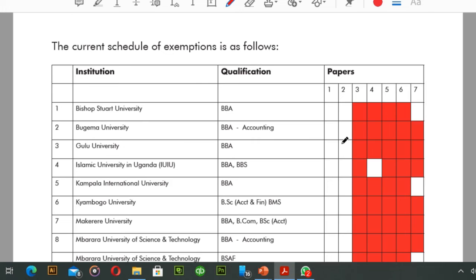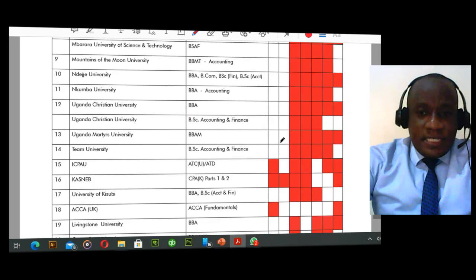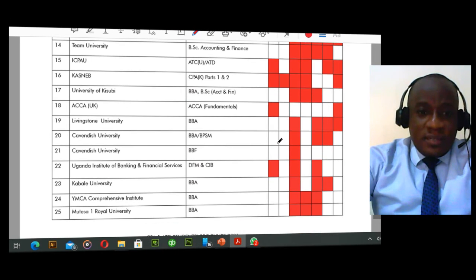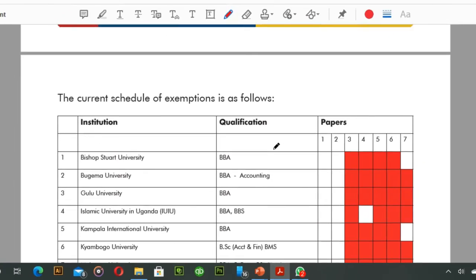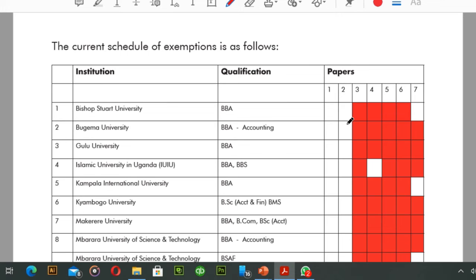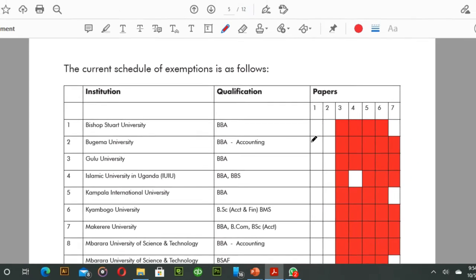So they're going to vary, and I'll be sharing this if you really want to know much more about which exemptions you're entitled to. As you can see, exemptions are going to be granted basically for level 1 papers, paper 1 up to paper 7, as we have seen in the structure. Those are the issues of exemptions. They will depend on the qualification and the university where you acquired your first degree.